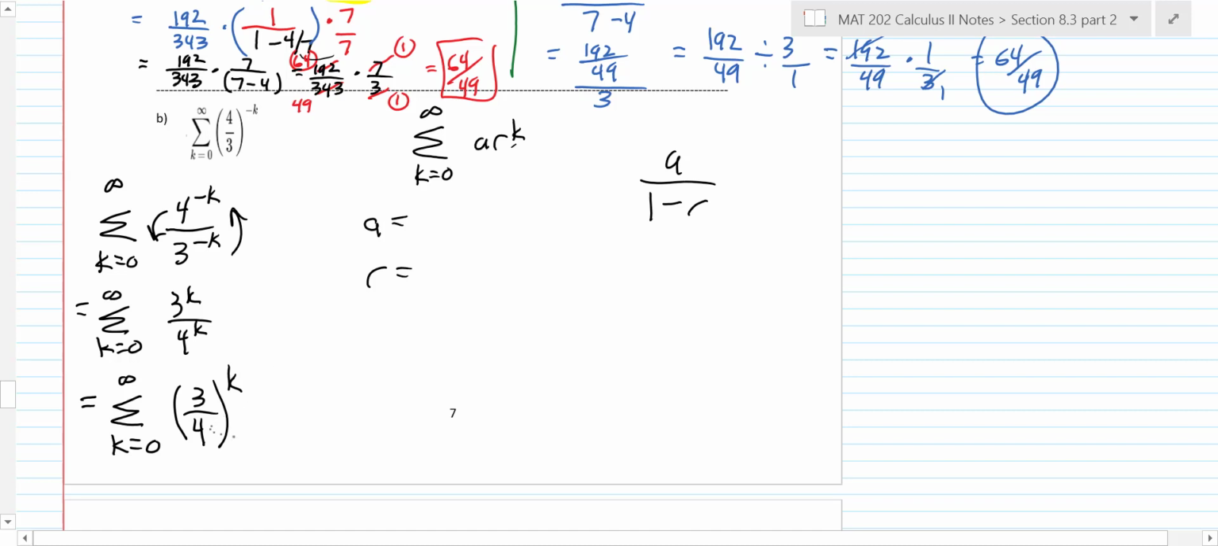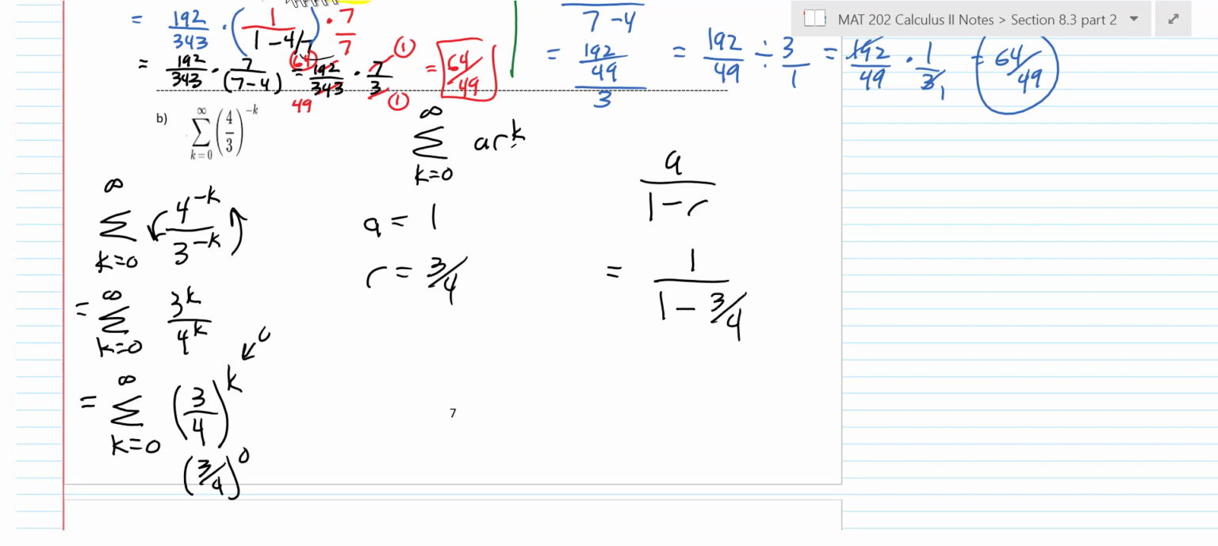All right, well, A you can do in your head. If K is 0, then you have what? 3/4 to the 0. So that means A is 1. R is 3/4, so we got that. Just plug them in then. So this sum, you're going to have 1 over 1 minus 3/4. Then I'm going to just multiply the top and bottom by 4.